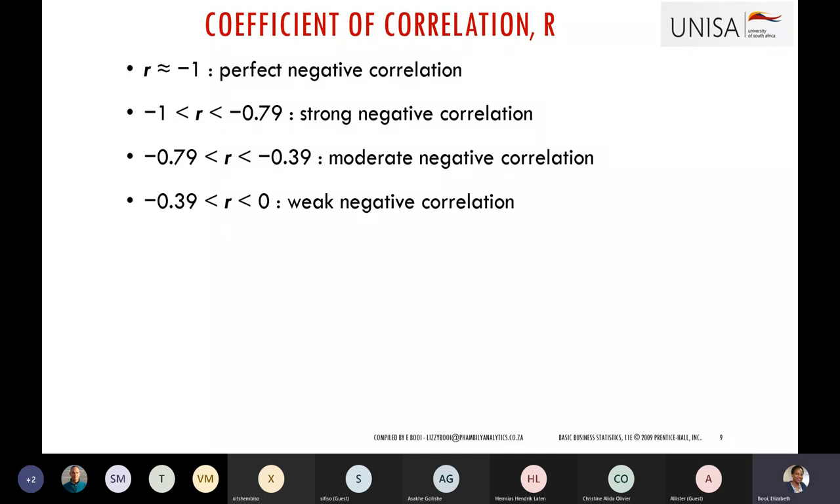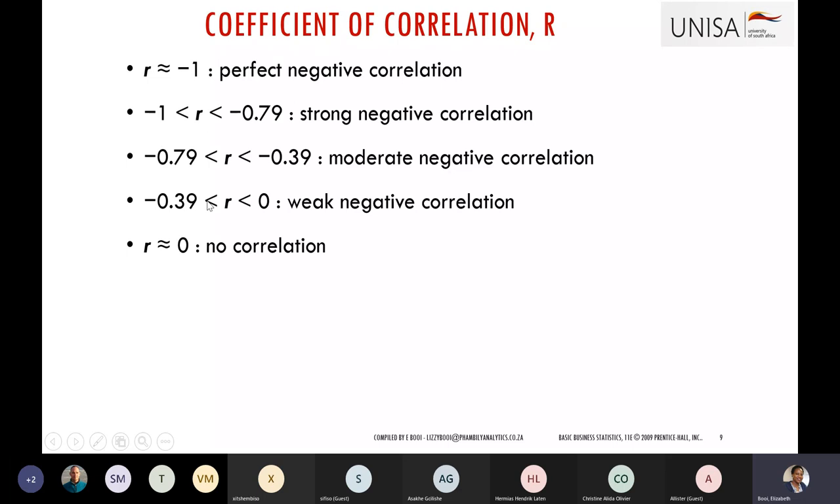But if it's 0.15 or 0.10, which is almost close to zero, you have leeway to say whether it is a weak relationship or there is no relationship between them, because 0.10 is so small. You have your own choice to say how you will define that. Then when it's exactly equal to zero, we say there is no relationship at all.